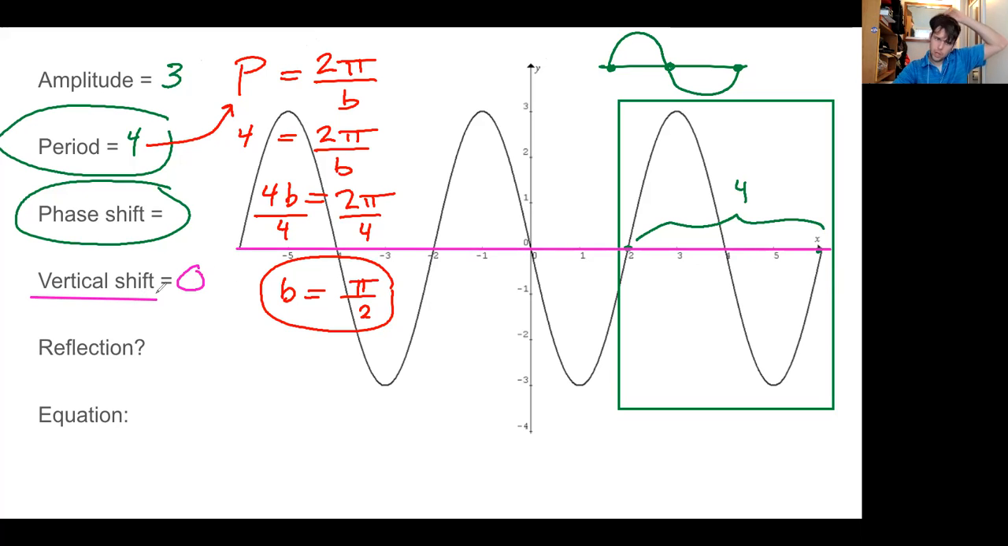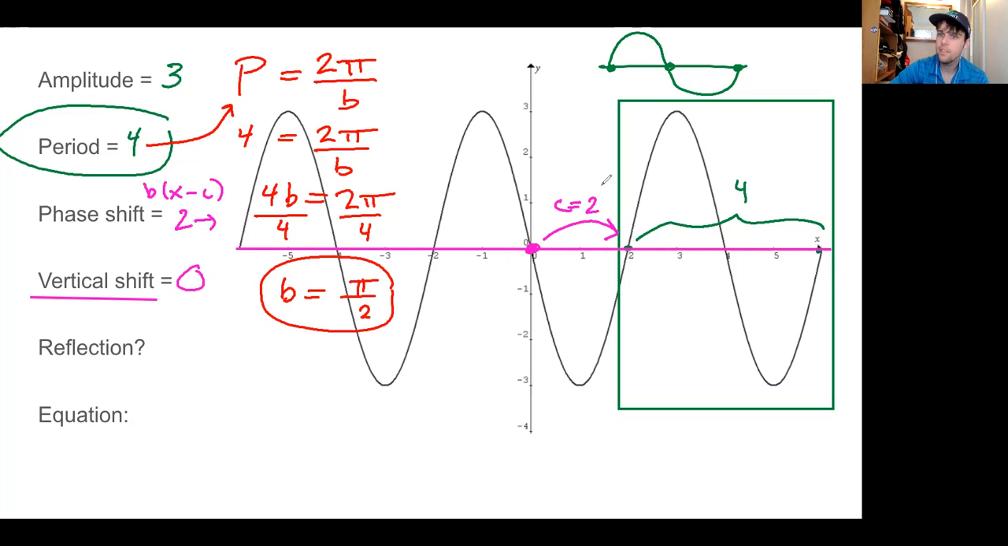Oh, I skipped one. I'm sorry, I forgot the phase shift. That's actually a pretty important one. The phase shift is relative to 0. Which direction did we move for us to start the cycle that we're looking at? In this case, we move to the right 2. So our c is going to be 2. When we write it in the equation, remember it's b times x minus c. It's going to be x minus 2 to show that shift to the right. So 2 to the right.